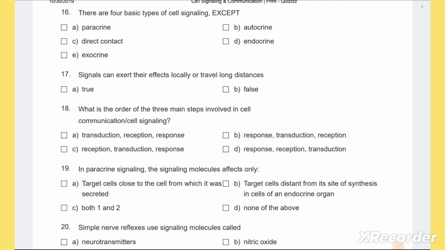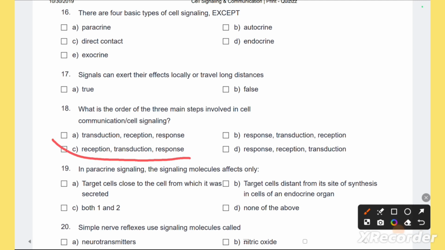Option A, transduction, reception, response. Option B, response, transduction and reception. Option C, reception, transduction, response. And option D, response, reception and transduction. So the answer of this question number 18 is C. Right? Reception, transduction and response.